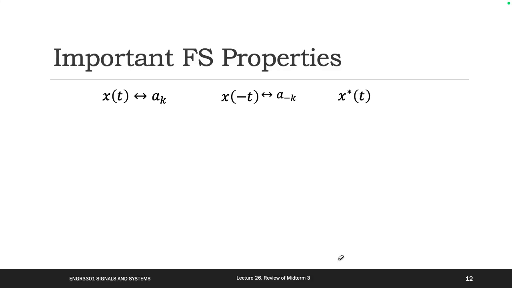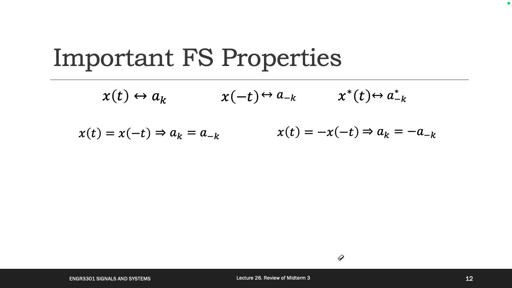And then for x conjugate(t), what's the FS coefficient? It's a_{-k} conjugate, the conjugate of a_{-k}. And if x(t) equals x(-t), it's an even signal, am I right? For the even signal, we have a_k equal a_{-k}. And if x(t) equals negative x(-t), which means an odd signal, then we have a_k equal negative a_{-k}. That makes sense to you?